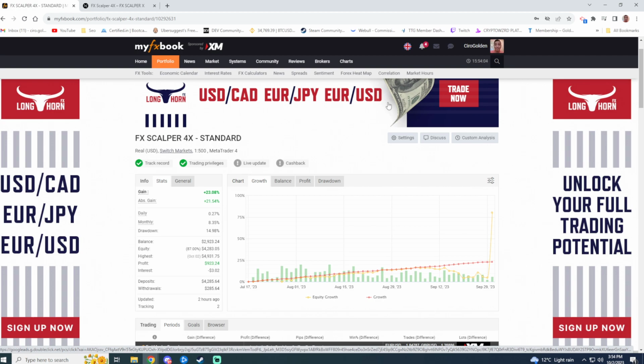Using the FX SCALPER 4X EA bot. So let's get right into it right now. We're going to go over how we did in August, and let's just see the numbers that we have so far. So, as you can see here, our growth has been steadily growing.